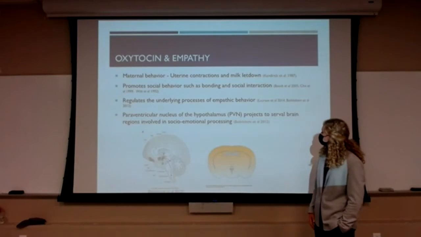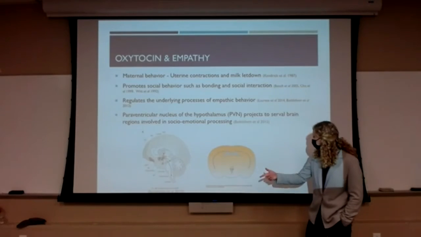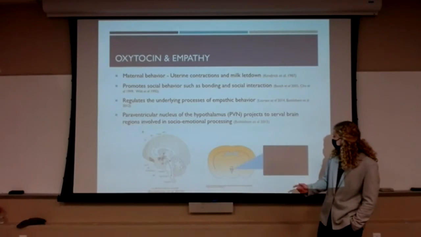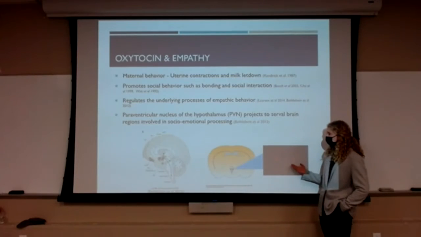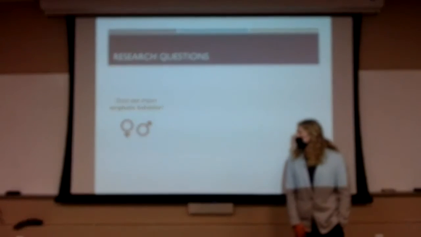So what we did, this is a little model of a rat brain, and where the PVN is in the rat brain. In our study, we tagged the oxytocin that we see activated during the empathic behavior task in these rodents. So our 3 research questions: does sex impact empathic behavior? Does sex impact ultrasonic vocalizations during empathic behavior? And then, does sex impact oxytocin activity in the PVN during empathic behavior?